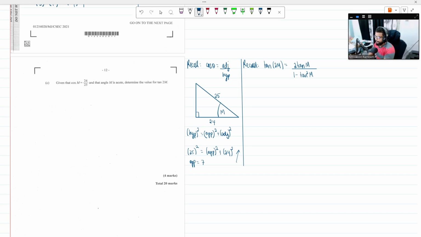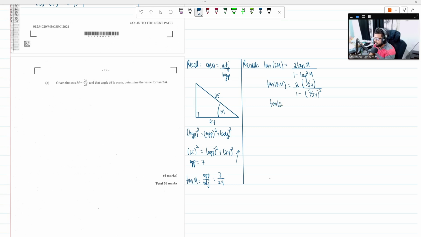So tan 2m is equal to... Oh, before I do this, let me get what tan of m is now. So tan m is equal to opposite over adjacent, which is going to be 7 over 24. So this is 2 into 7 over 24 divided by 1 minus 7 over 24 squared.